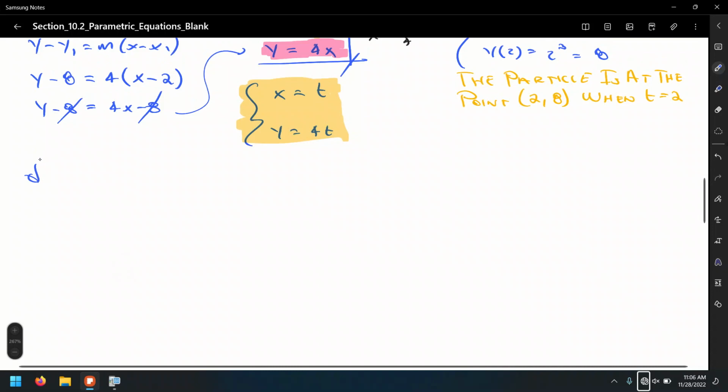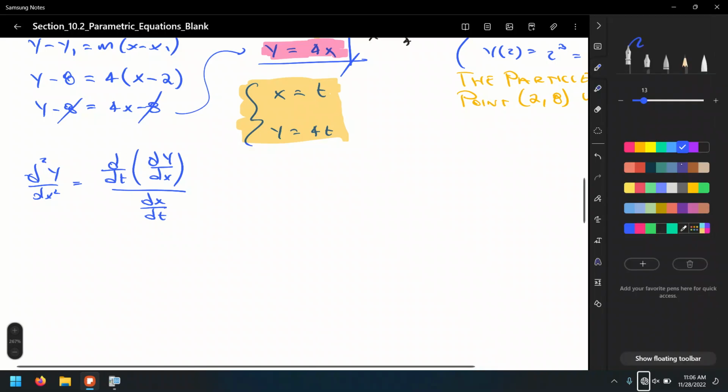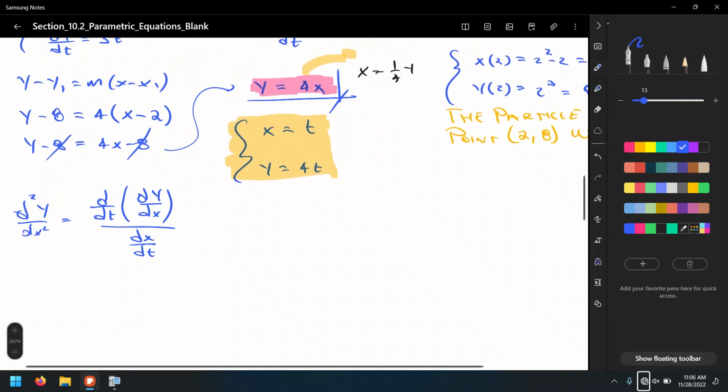Well, so that's the second derivative, d squared y dx squared. It's not just taking the derivative of the derivative like we did in rectangular form. It's a little bit more than that: d dt of the already first derivative with respect to x, which is a function of t, divided by dx dt. And these two quantities, we got them from the previous part. All right, so let's see.